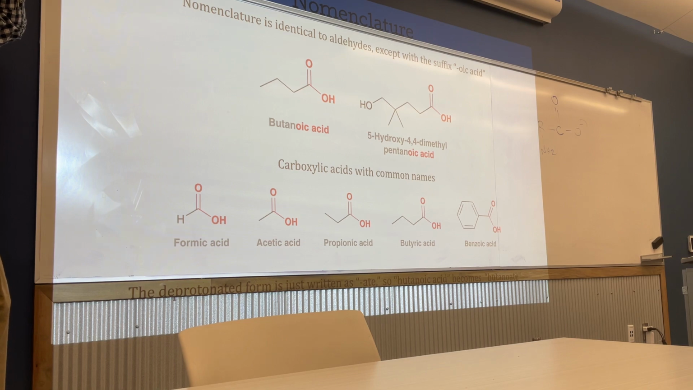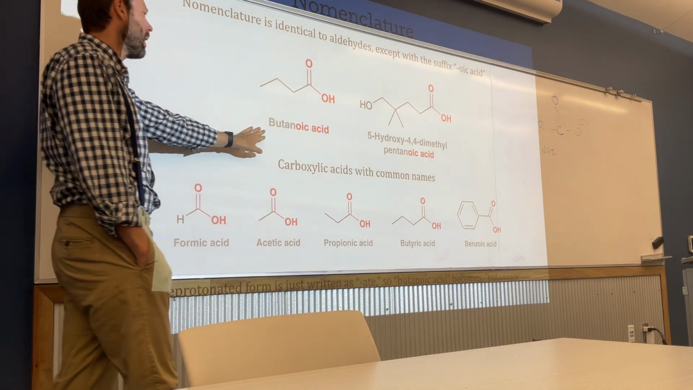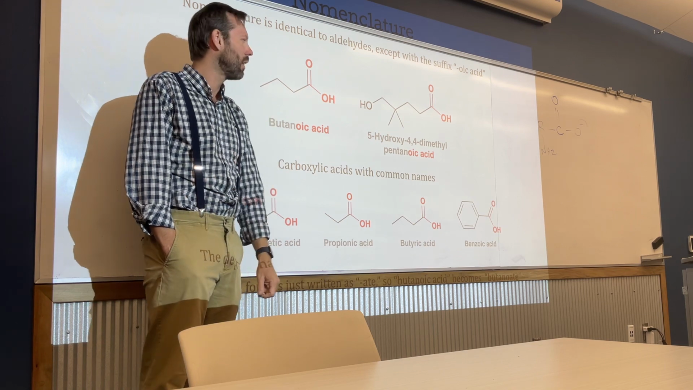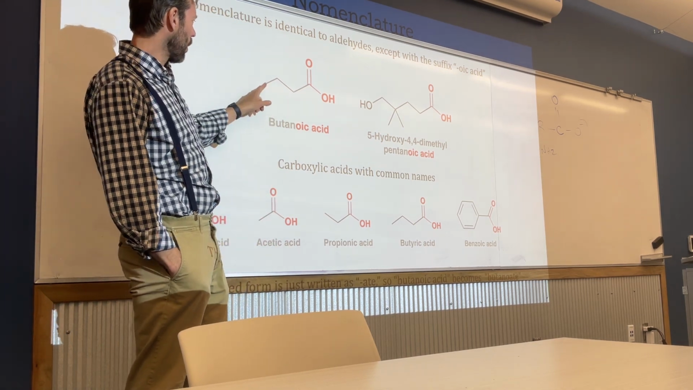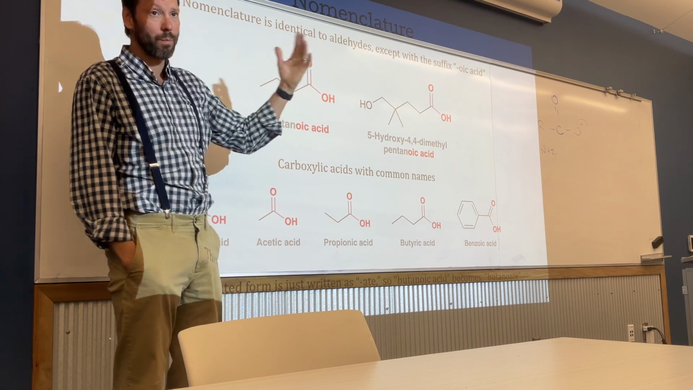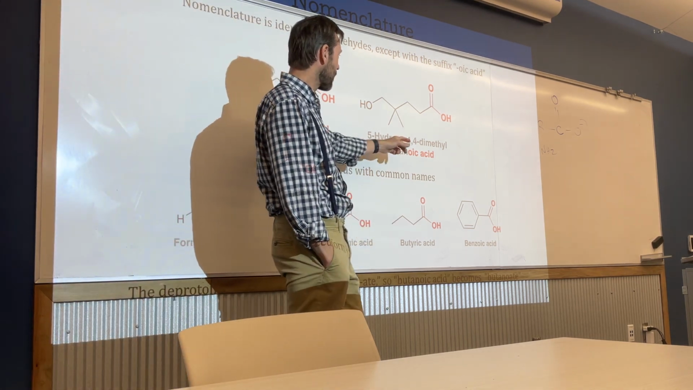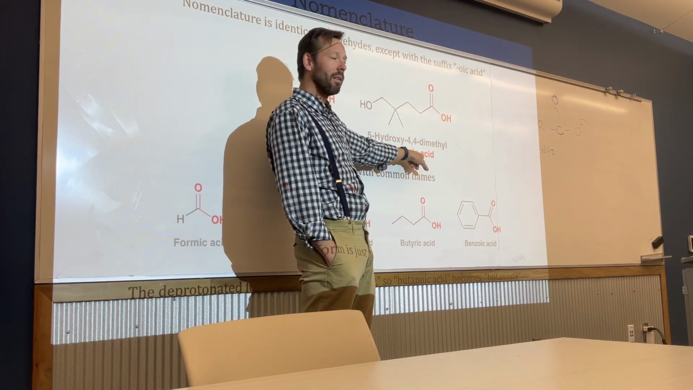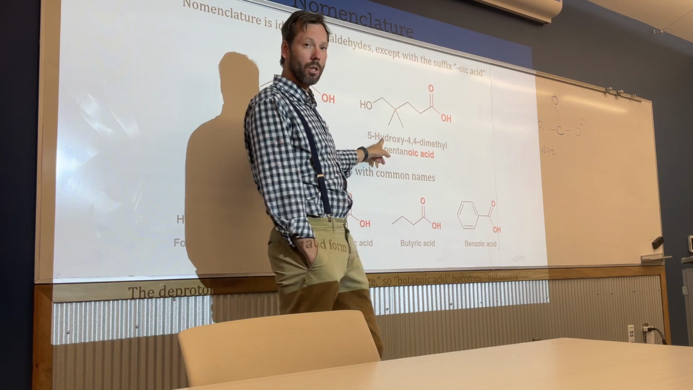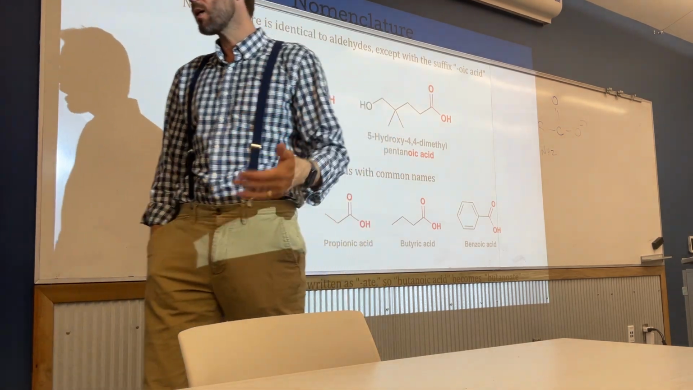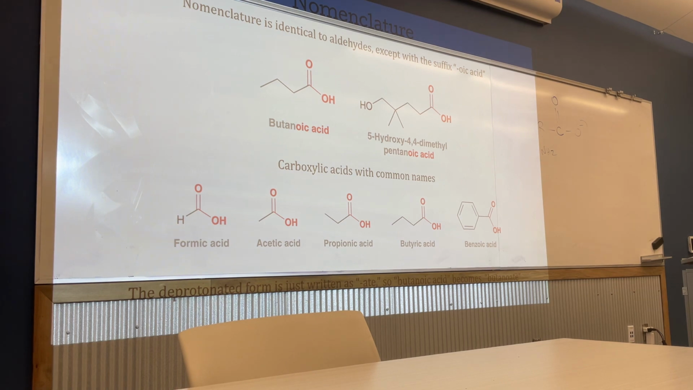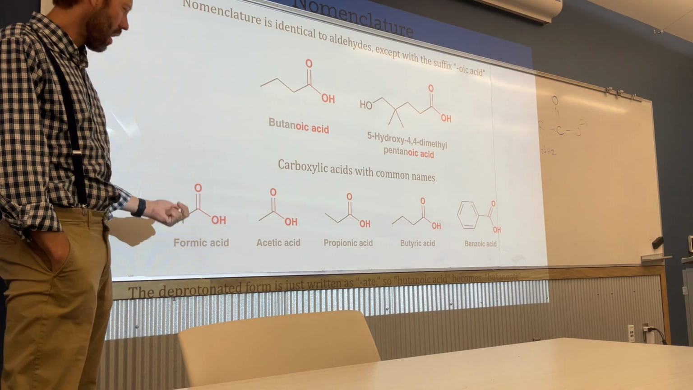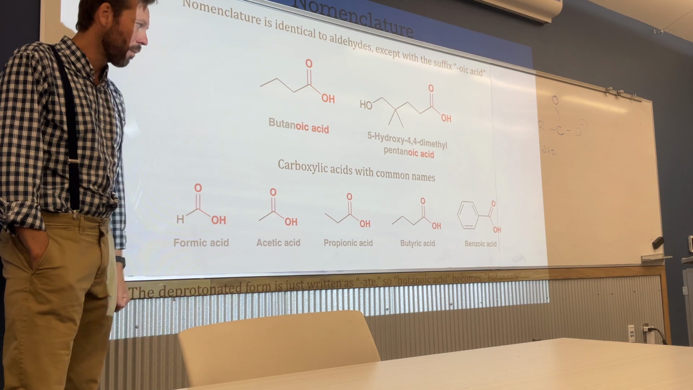So if we were to give it the IUPAC name, it's going to be oic acid, right? And so 1, 2, 3, 4. That's but-, so butanoic acid. Here it's going to be 1, 2, 3, 4, 5, so pentanoic acid. And of course, you add in your substituents. But because a lot of these common names are relevant in biochemistry and biology, we use these common names a lot.